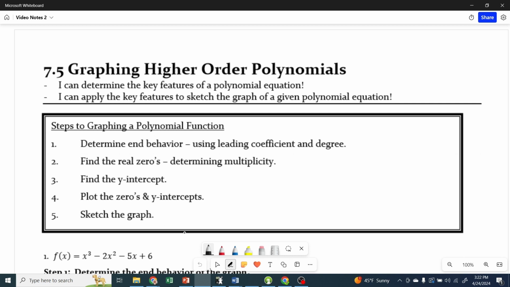First, we want to determine end behavior using leading coefficients and degrees. Second, we want to find the real zeros by determining multiplicity. Third, find the y-intercept. 4, plot the zeros and y-intercepts. And number 5, sketch the graph.